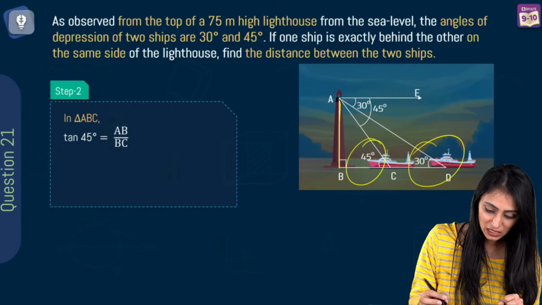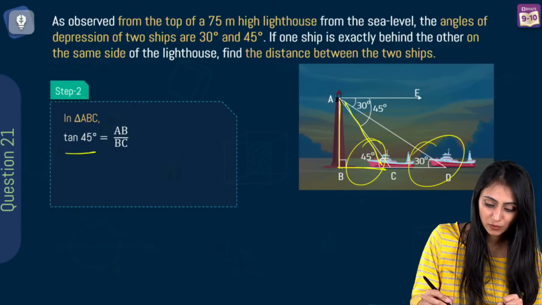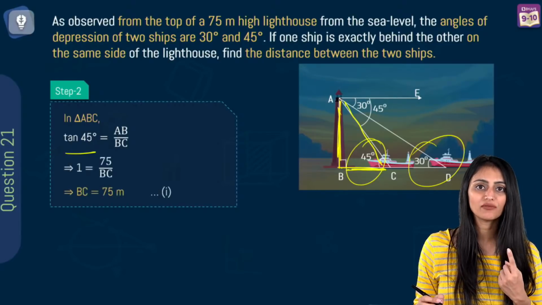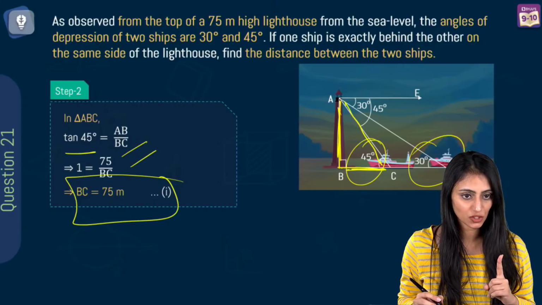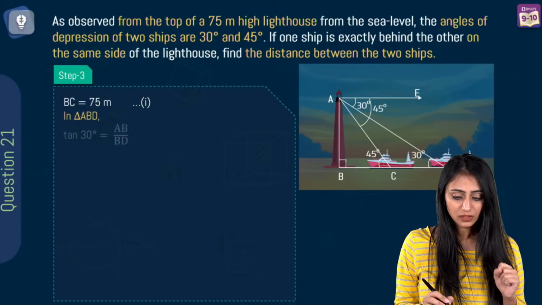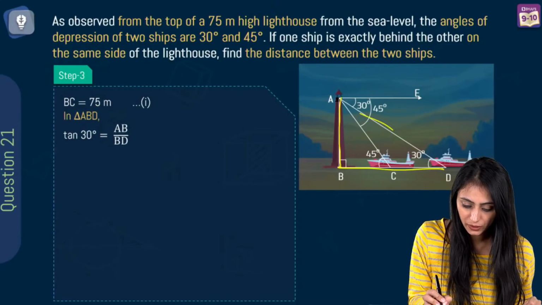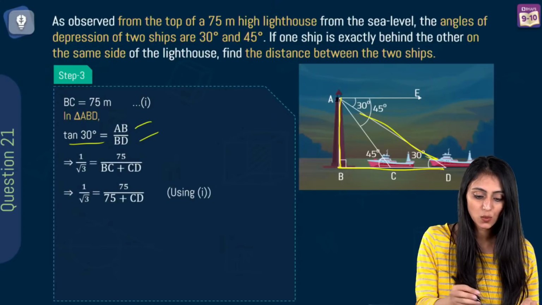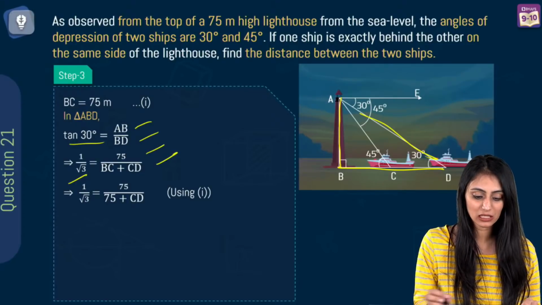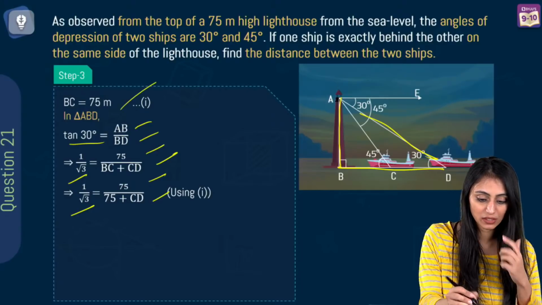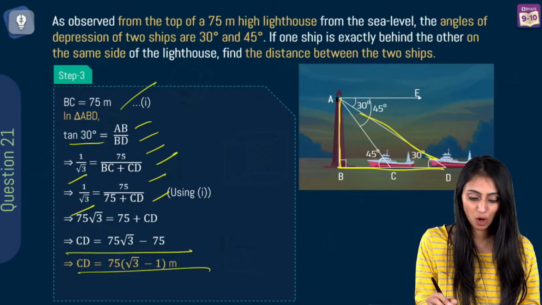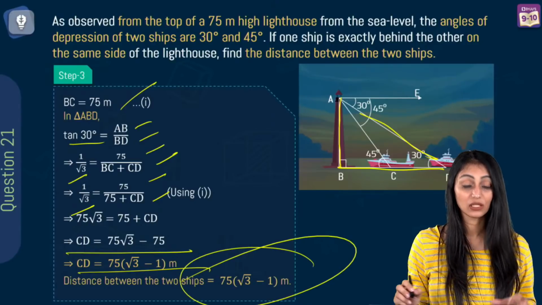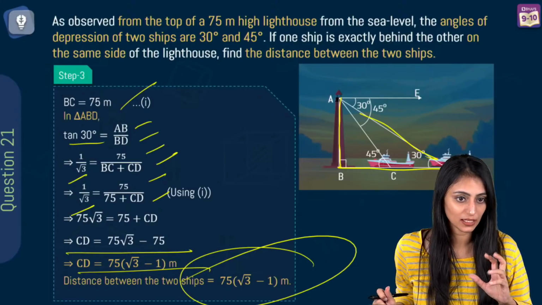In this triangle ABC that I am highlighting, tan 45 would be AB by BC. Tan 45 is 1 and this is 75 by BC, so BC would be 75 meters. That's the first equation. Similarly, in the bigger triangle ABD, tan 30 is AB by BD. So 1 by root 3 equals 75 upon BC plus CD. So 1 by root 3 equals 75 upon 75 plus CD, since BC is 75. Cross multiply this, you get CD equal to 75 root 3 minus 75, take common and we arrive at the final answer. Give the proper final statement along with the units at the end.